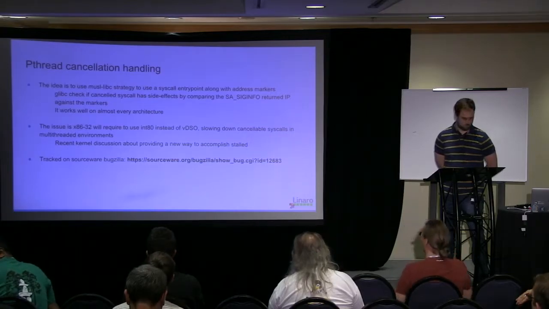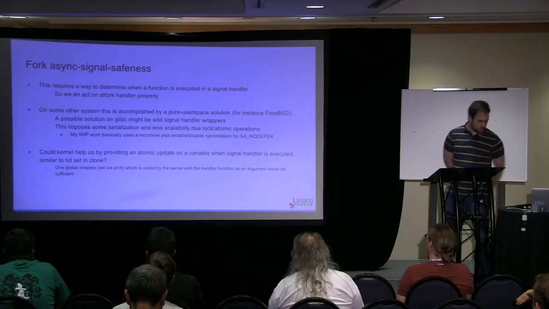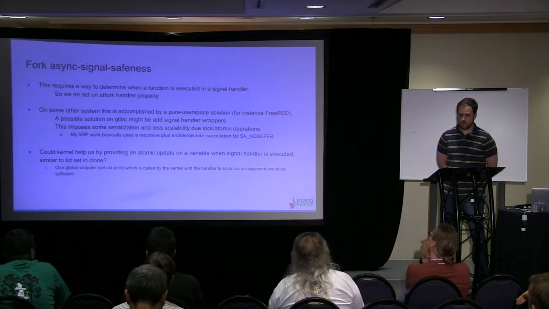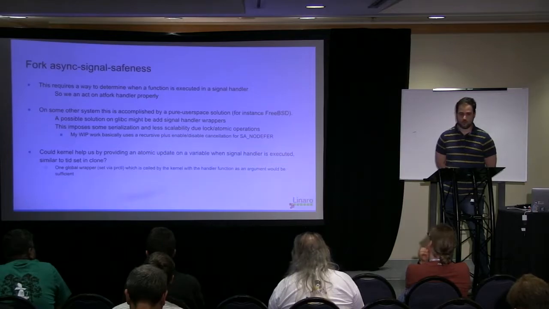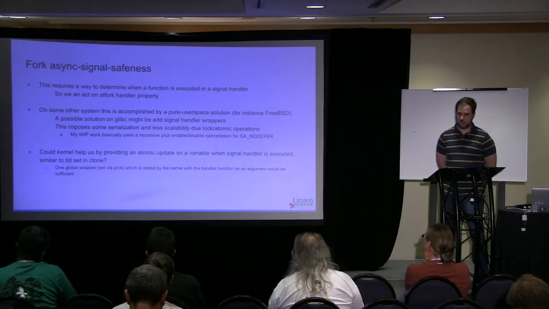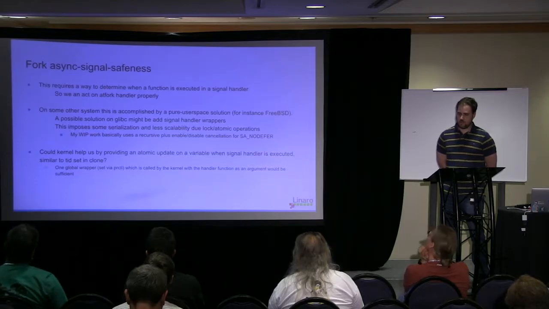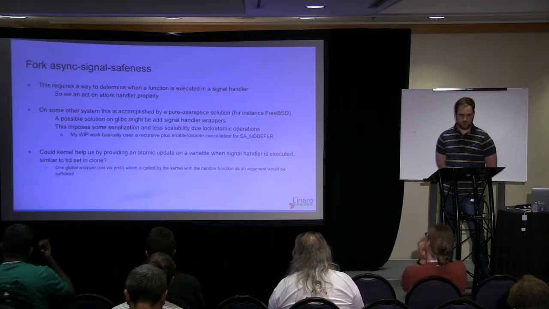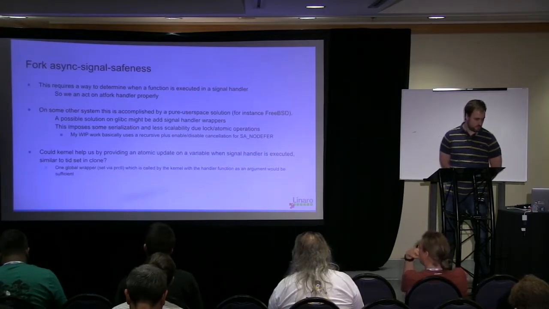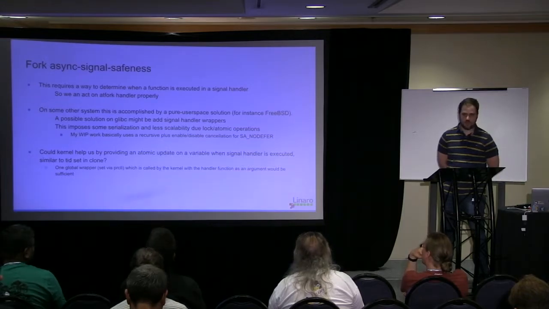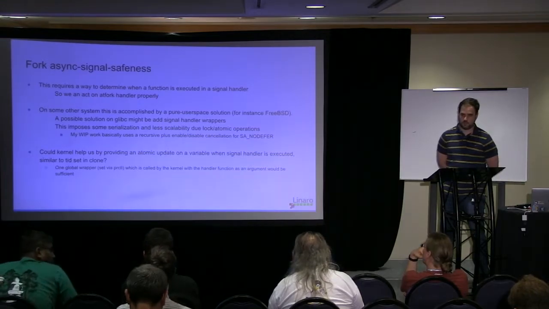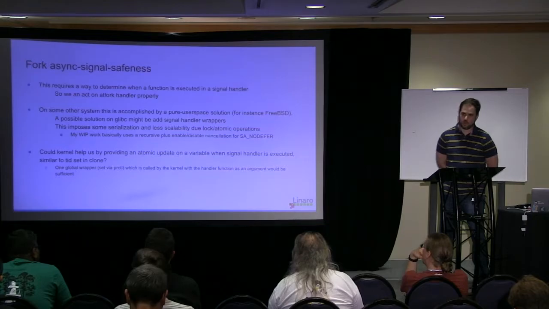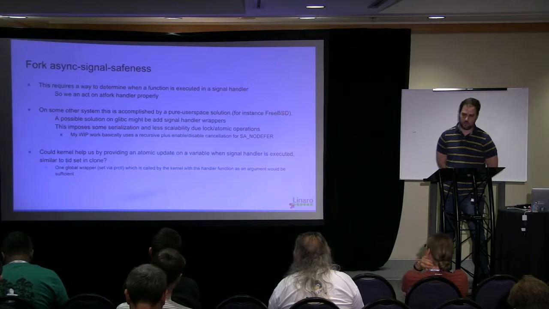Okay. So this is a long-standing issue with glibc, which is that we need to provide fork as async-signal-safe. And the question is, can the kernel help us? Because what we need is to save and restore some state when the signal handler is executed. We can do this by wrapping all the signal handling, or we can get some kernel help to do this work for us in a race-free way.